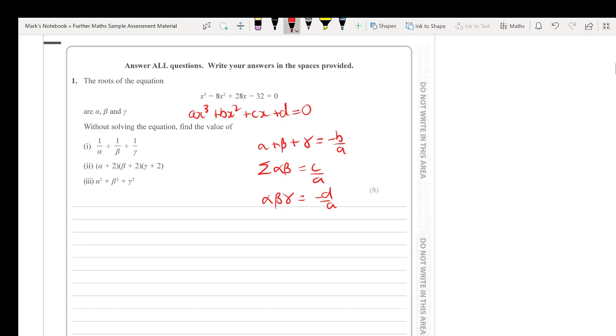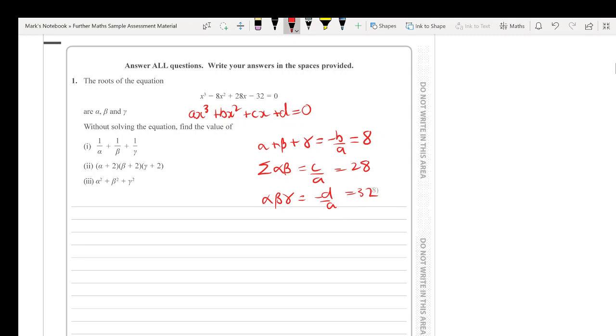So looking at these things, minus b over a, in this case, is minus a over 1, which is 8. c over a is 28 over 1, which is 28. And minus d over a is minus 32 over 1, which is 32. So before we even start doing the question, you see roots, you see alpha, beta, gamma, you get this information out. And then you need to construct these terms and hopefully get them in this form.